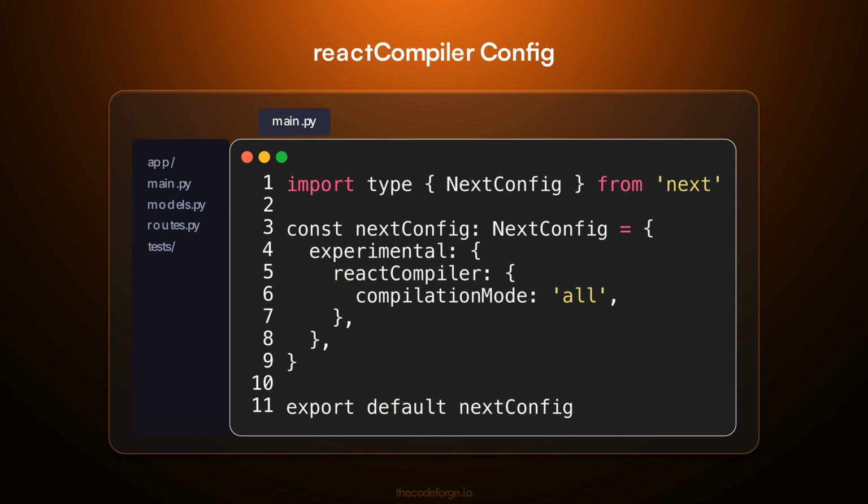Turbopack is the default development bundler, offering 10x faster cold starts and instant HMR. However, it doesn't support custom Webpack loaders. For production, Webpack is still recommended for complex apps. The turbo config block allows resolve aliases and load rules, but keep it minimal. The defaults work for most projects.